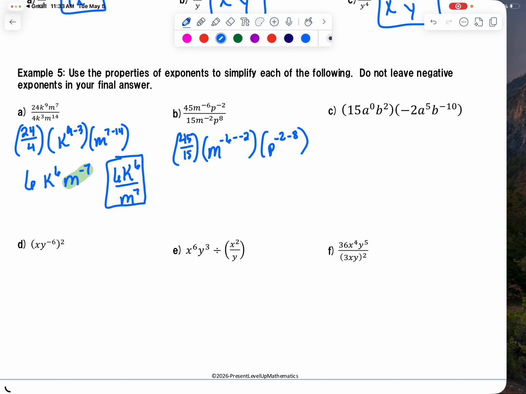So 45 divided by 15 gives me 3. M to the negative 6 minus negative 2, this would become plus, so that would be m to the negative 4. And negative 2 minus 8 is negative 10. Now this time, this may be the first time this has happened in this lesson, we have two parts of our term that have negative powers. So those will both have to go to the denominator. So this would be 3 over m to the 4, p to the 10.